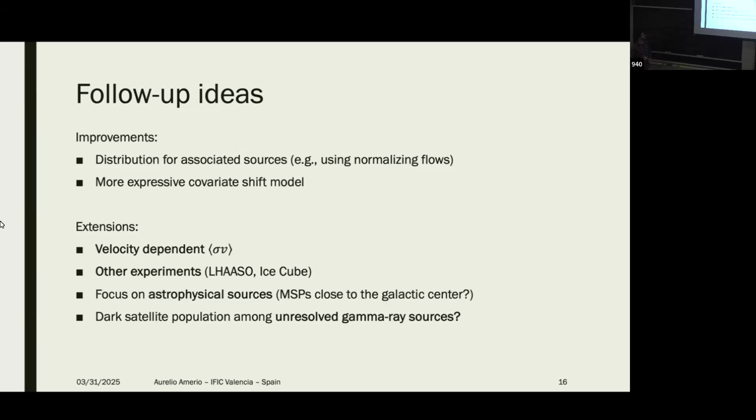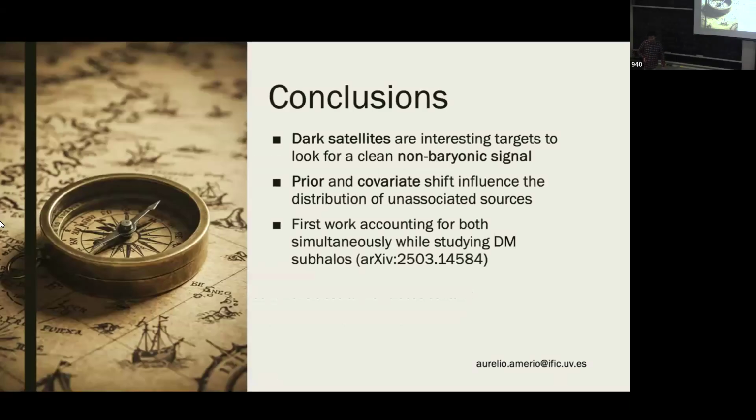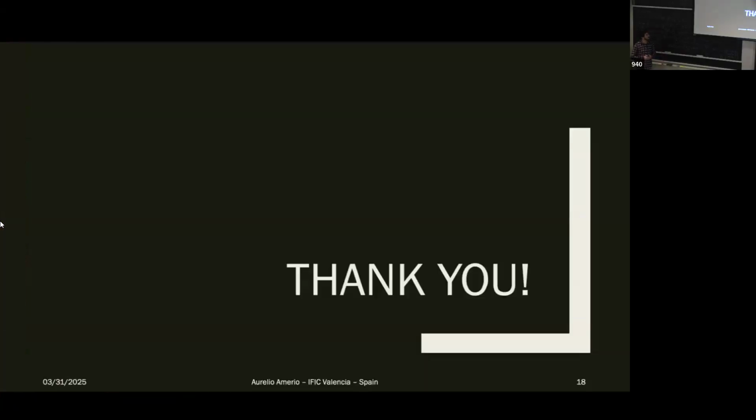So stay tuned. To conclude, I hope I convinced you that dark satellites are an interesting target to look for a non-baryonic signal, and that prior covariate shift influences the distribution of unassociated sources, and that these are something that cannot be ignored. Furthermore, this is the first work that accounts for both of them in a clear and concise way, and so I believe that it is something we should look into more when we are trying to model the sources that we can detect but cannot yet classify. Thank you.